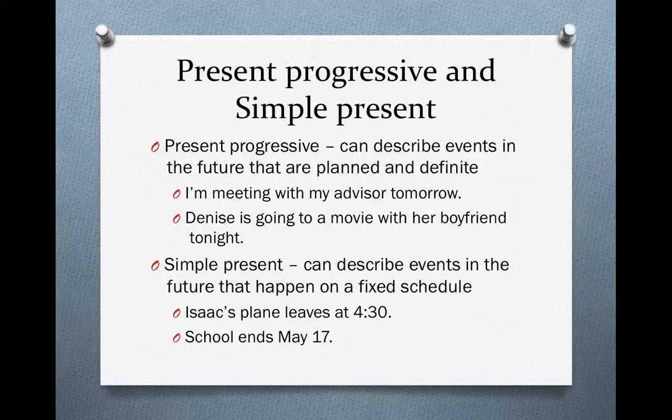If you are going to use the simple present to describe an event in the future, then you have to have some kind of word or phrase that indicates the future. For instance, Isaac's plane leaves at 4:30. We have to know that it's at 4:30, which is in the future, otherwise it's confusing. School ends May 17th. We have to know May 17th, which is in the future, otherwise this becomes very confusing. So it's the same as the present progressive. You must add some kind of future word or phrase so that we know that this event is going to happen in the future.